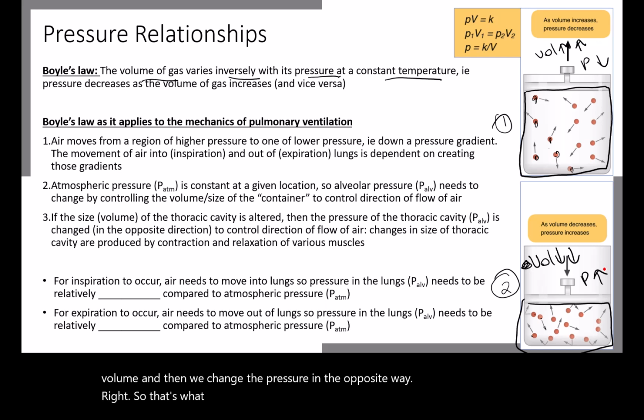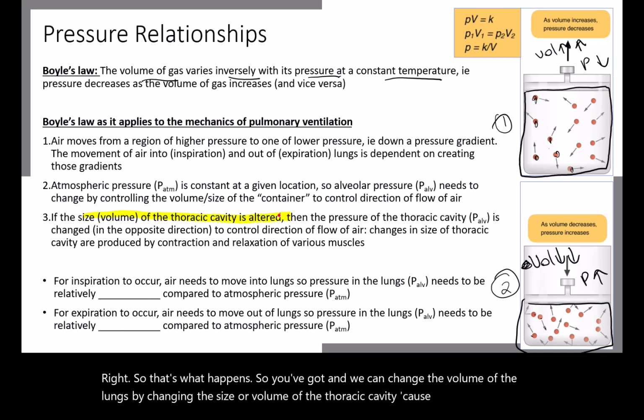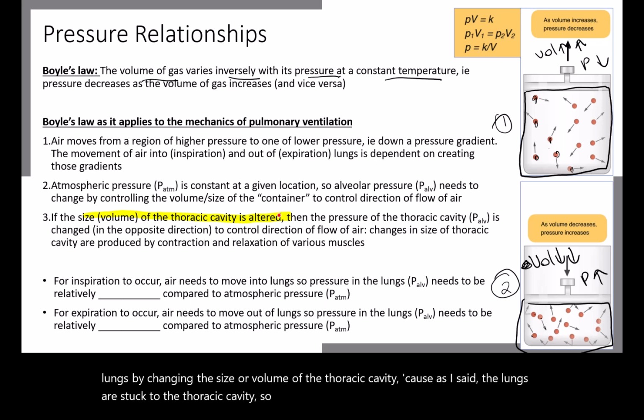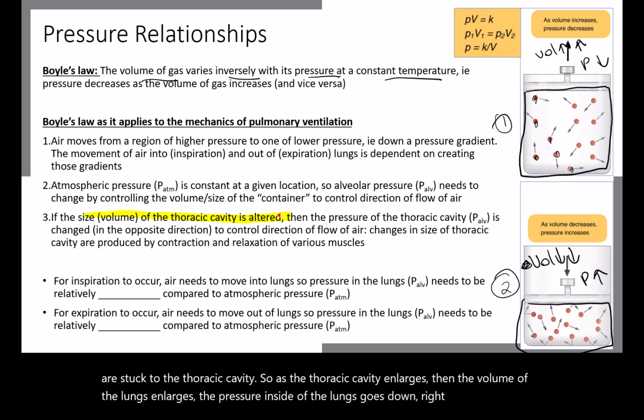We can change the volume of the lungs by changing the size or volume of the thoracic cavity, because as I said, the lungs are stuck to the thoracic cavity. So as the thoracic cavity enlarges, then the volume of the lungs enlarges, and the pressure inside of the lungs goes down, right? So let's do this.